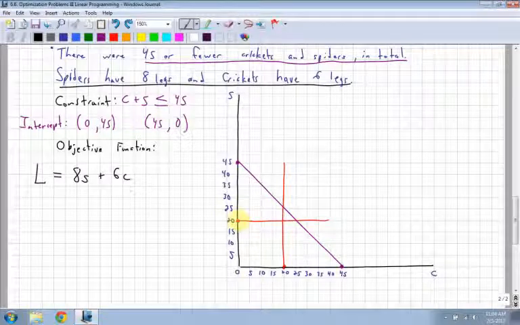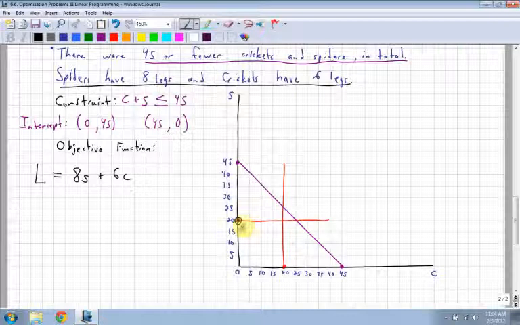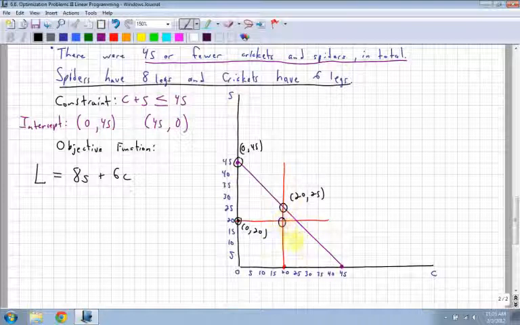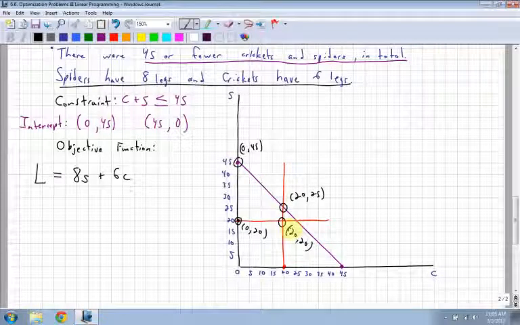That means my boundary points are going to be here at 0, 20, here at 0, 45, here, which is at 20, 25, and finally here, which is at 20, 20. And you can check to see, do those boundary points make sense with all your constraints?